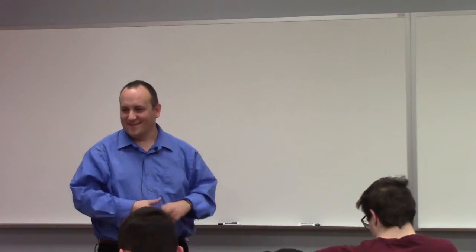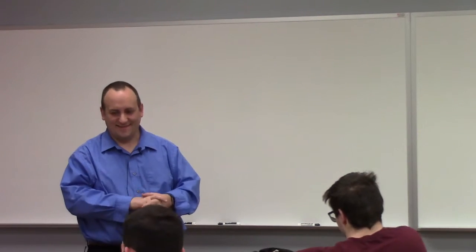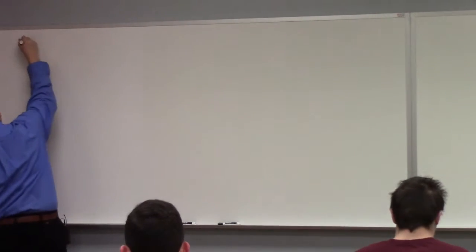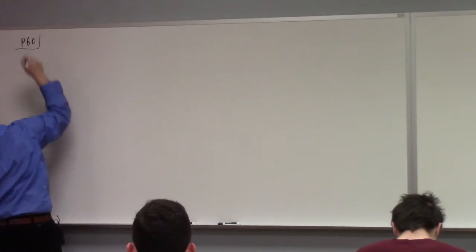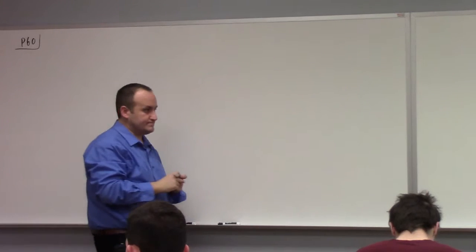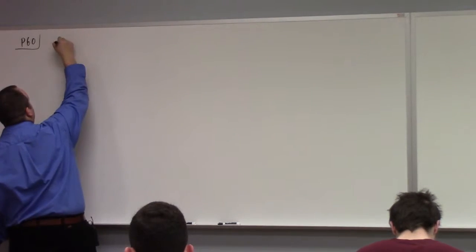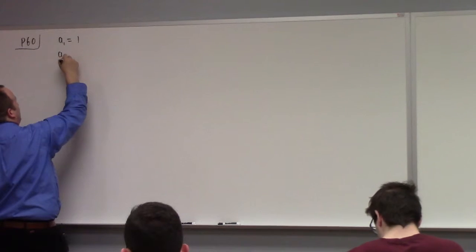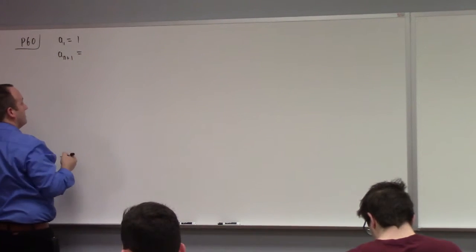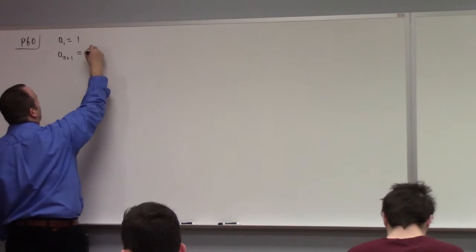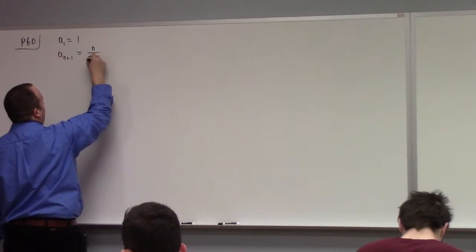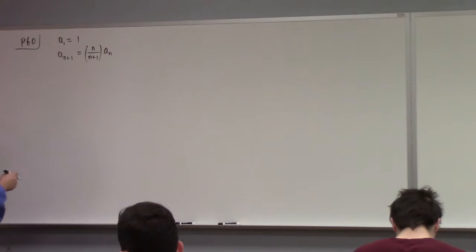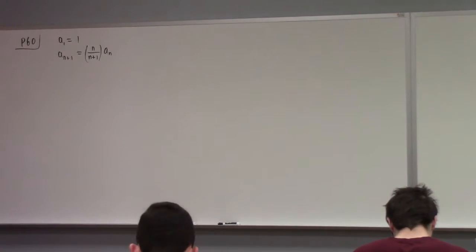Ladies first. Yeah? I'm just kind of confused on it because a of 1 is 1. So, like, you're given a of n plus 1, but n can't equal 0. A of n plus 1 is what? It's n over n plus 1 times a of n. And then what's the question?